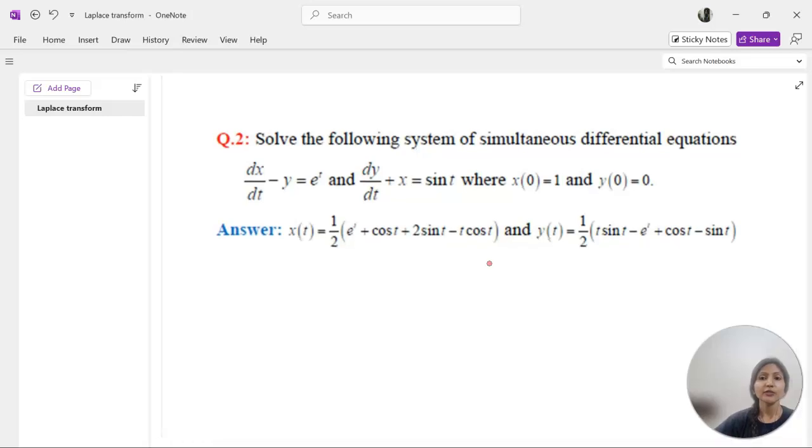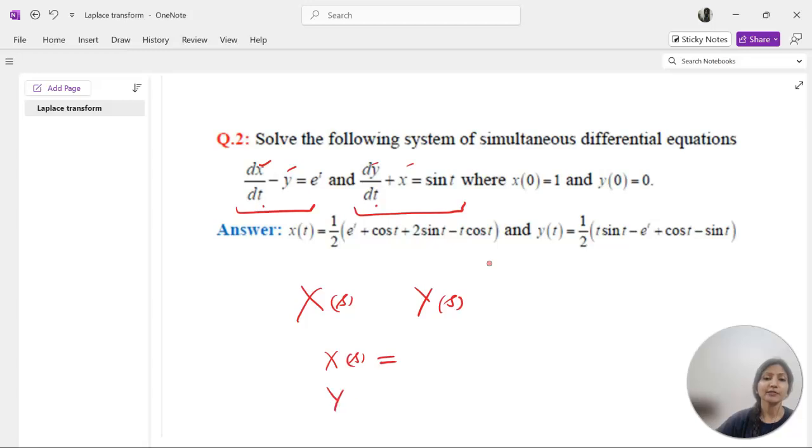Now this is a system of simultaneous equations. So we have two equations in x and y, right? X and y both depend on t. So the same process: we take the Laplace transform on both sides. We will get two equations in capital X(s) and capital Y(s), and you will solve those two equations for capital X(s) and capital Y(s). And then you will take the Laplace inverse of each, and you are ultimately going to get x of t and y of t. So I'll leave it for you.